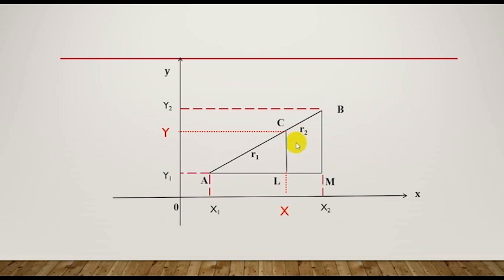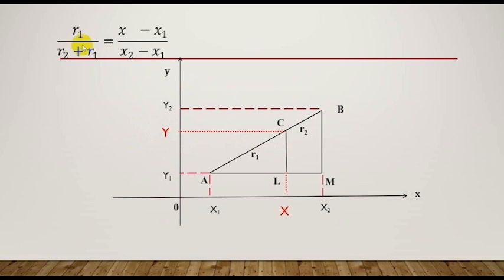So what will be X and what will be Y? That's our problem right now. How can we get X from X1 and X2 and R1 and R2, and how can we get Y from Y1 and Y2 through R1 and R2?